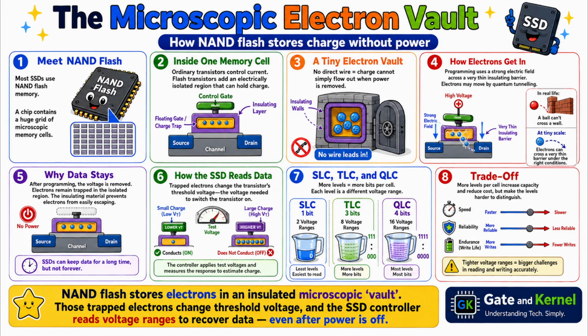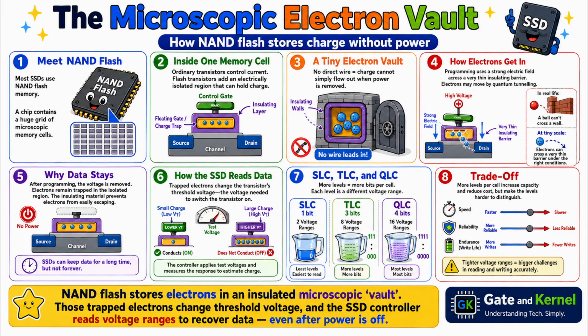Once electrons have been moved into the isolated storage region, the programming voltage is removed. Now the insulating material prevents the electrons from easily escaping. The cell can therefore retain its electrical state without continuous power. But how does the SSD read that state?